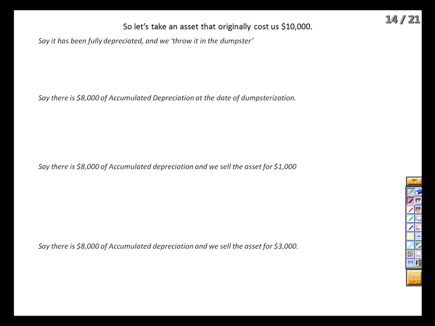So let's take a look at an example of an asset that originally cost us $10,000, and we'll run it through a couple of scenarios. Let's say first it's been fully depreciated and we throw it in the dumpster. Well, assuming step 1 was done, we move on to step 2 and we credit the asset for $10,000. It was fully depreciated, so accumulated depreciation would be $10,000 as well, and we have to zero that out with a debit. We tossed it in the dumpster, so there's no cash changing hands, and our journal entry balances, so we don't need to recognize a gain or a loss.